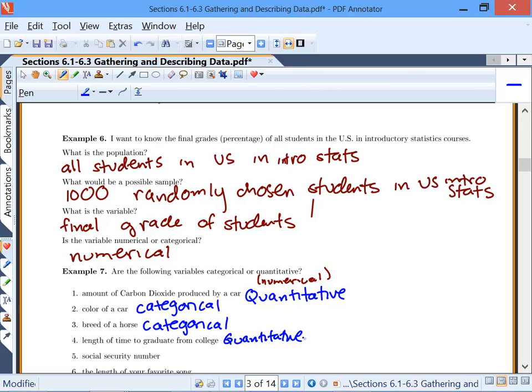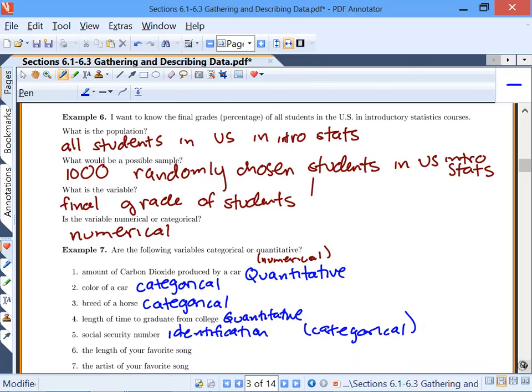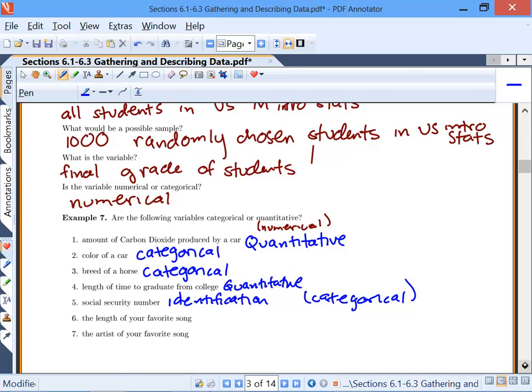Okay, so really when you think about this, this is really just a type of identification. Okay, and if you had to choose one, we would call it categorical. Because even though it's technically a number, it's not really anything numerical, it's just those were the random symbols that they happen to choose. The length of your favorite song would be quantitative, and the artist of your favorite song would be categorical.